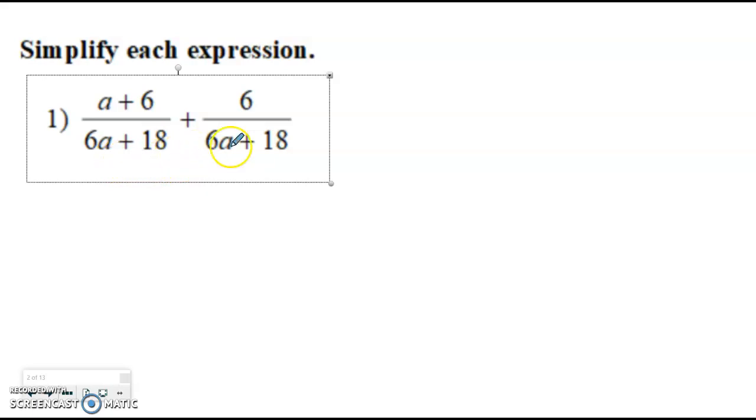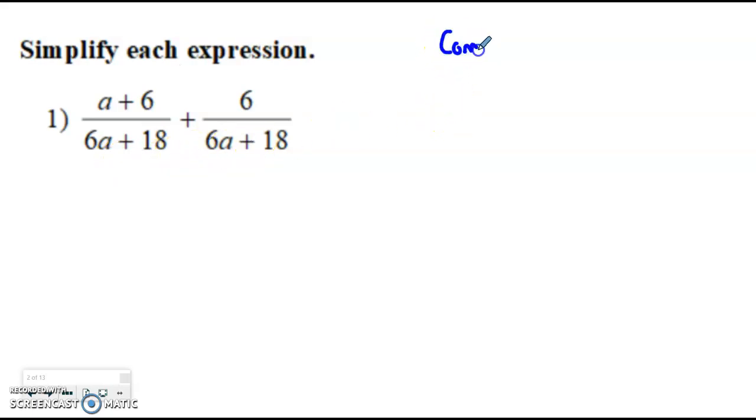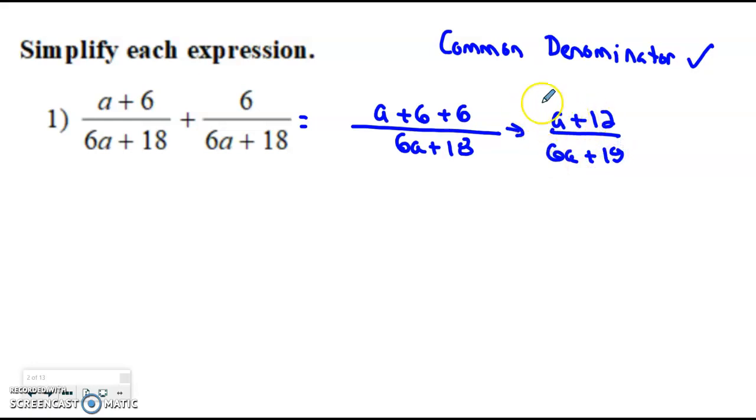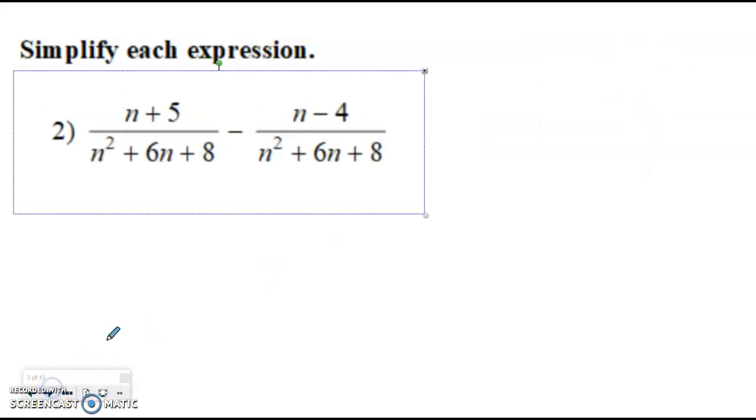All right, so in this case, we always need to have a common denominator in order for me to add things together. Well, do these have a common denominator? And we would say, yes, they do. So because they have a common denominator, I know that they're both going to be over the same thing, 6a plus 18. And now what I can do is just take the numerators and add them together. And if I do that, I get a plus 12 over 6a plus 18. Nothing simplifies, or I can't factor anything out of both of these, so this would be the most simplified answer in this case.